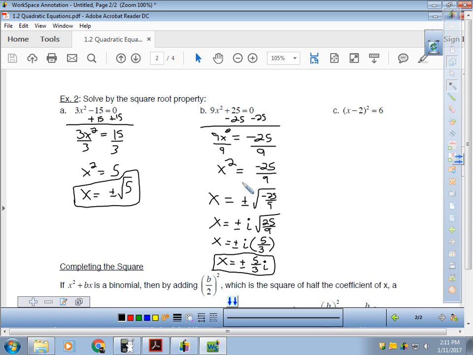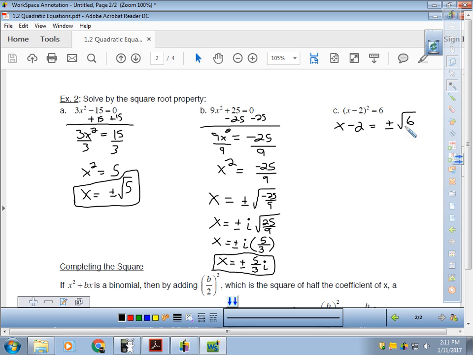Alright, letter C. We have (x minus 2) squared equals 6. Well, they have already isolated it so that the square is by itself, and we've moved the constant over. So the next step is to get rid of the square by taking a square root. So we're going to have x minus 2 equals, when we take the square root, we put plus or minus, and then we have the square root of 6.